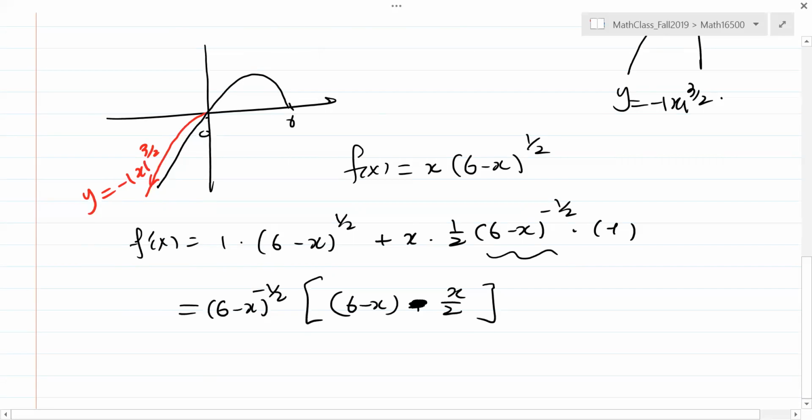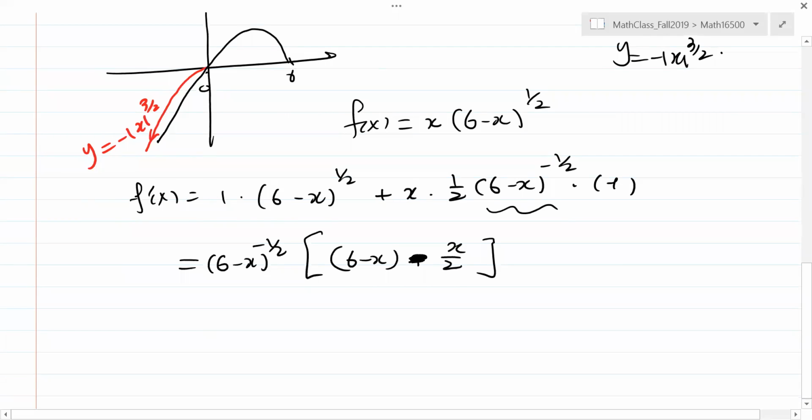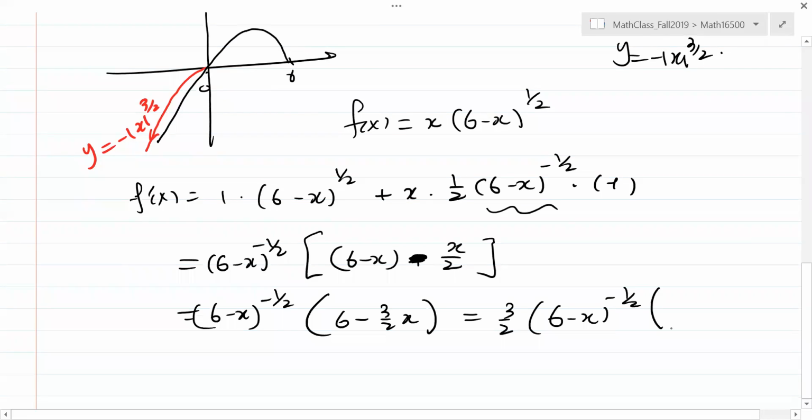All right, so let's simplify it. You will get 6 minus 3/2 x. You can also take 3/2 out, and take negative 3 out, right? So you will get 4 minus x.